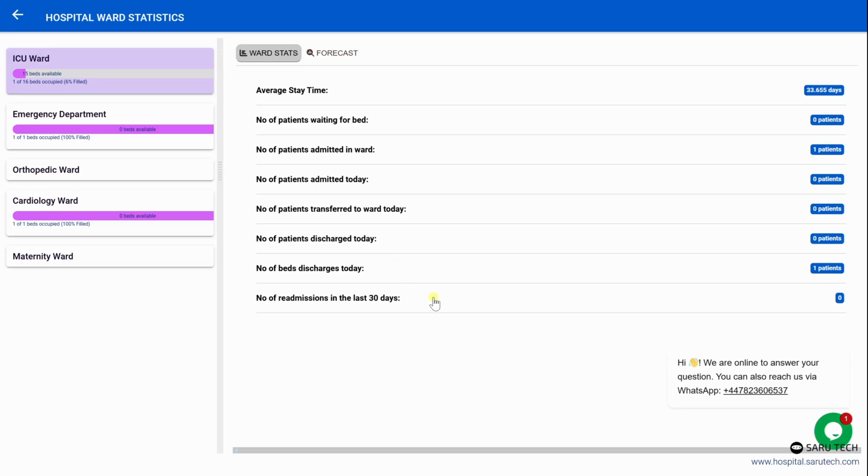These statistics are particularly useful for morning planning meetings, end-of-day operational reports, and ward performance evaluations. By reviewing these metrics, hospital teams can better understand patient demand, operational efficiency, and bed utilization.